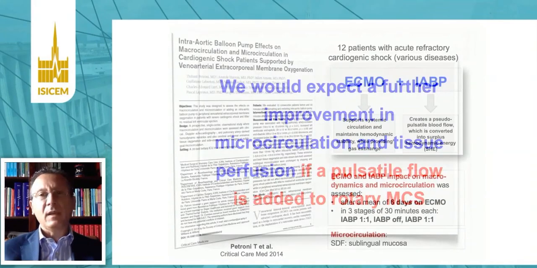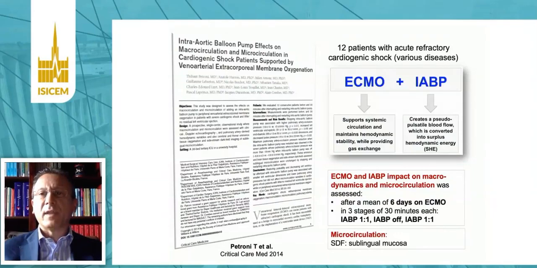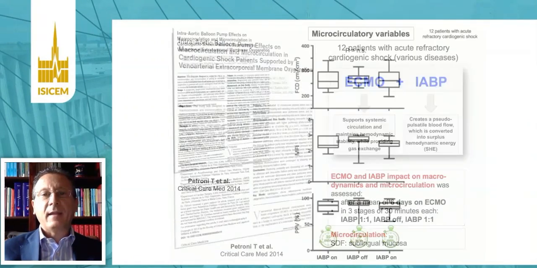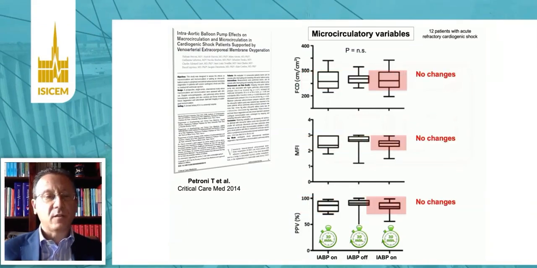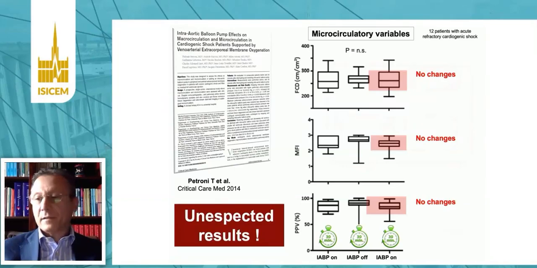VAD. In this study, 12 patients with acute refractory cardiogenic shock were supported by ECMO and by balloon pump counterpulsation, which created pseudopulsatile blood flow. The ECMO and balloon pump impact on microdynamics and microcirculation was assessed with the SDF, second generation handheld microscope. And at different times, the authors did not find changes in microcirculatory variables, so they found unexpected results.